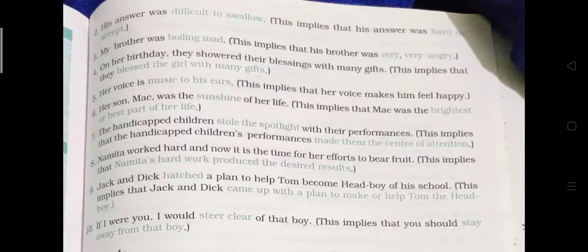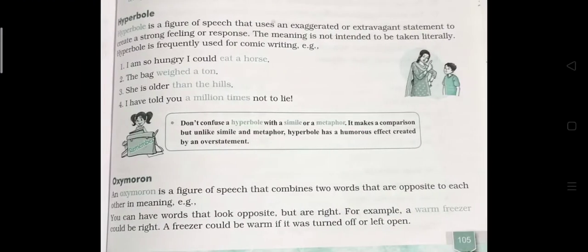Something was asked and he answered something very different. My brother was boiling mad. Can someone boil mad? Can a human being boil without any fire being put to him? So, my brother was boiling mad. This implies that his brother was very much angry. Okay. So, these are the examples. You have to read them.